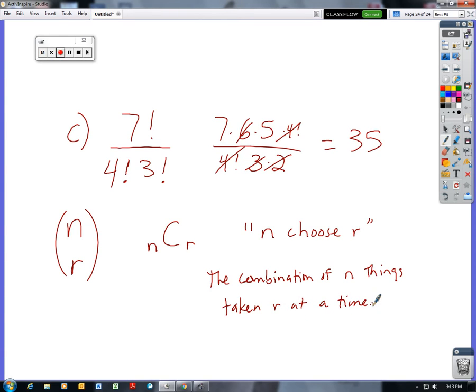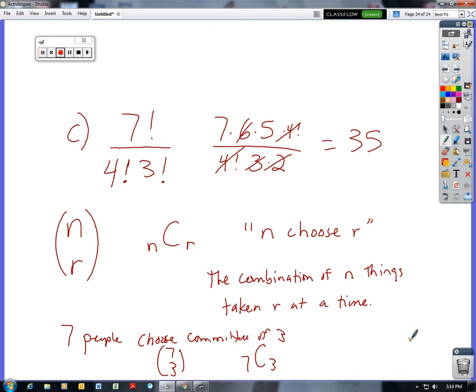Like, for instance, say you had 7 people in the room and you wanted to choose a committee of 3 people. Let's choose a committee of 3. So you would say 7 choose 3. You would write it like that, or you could write 7 choose 3.